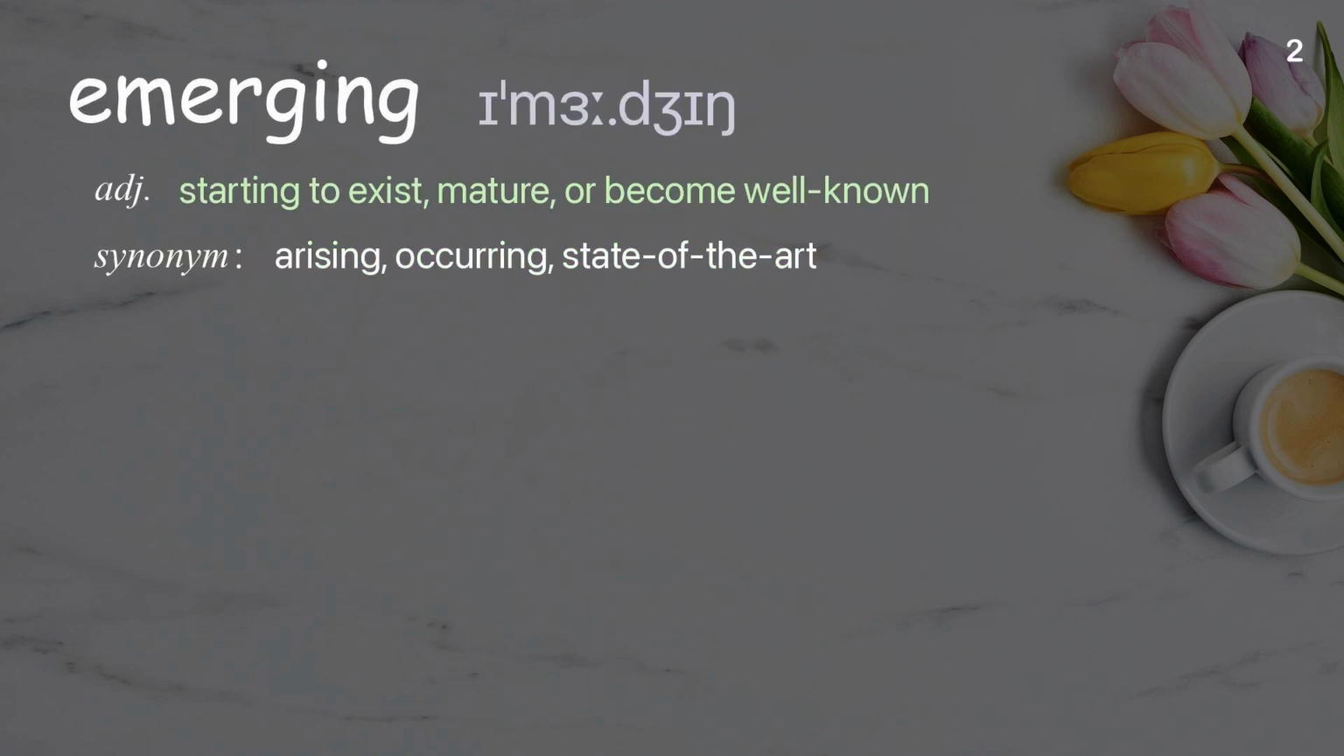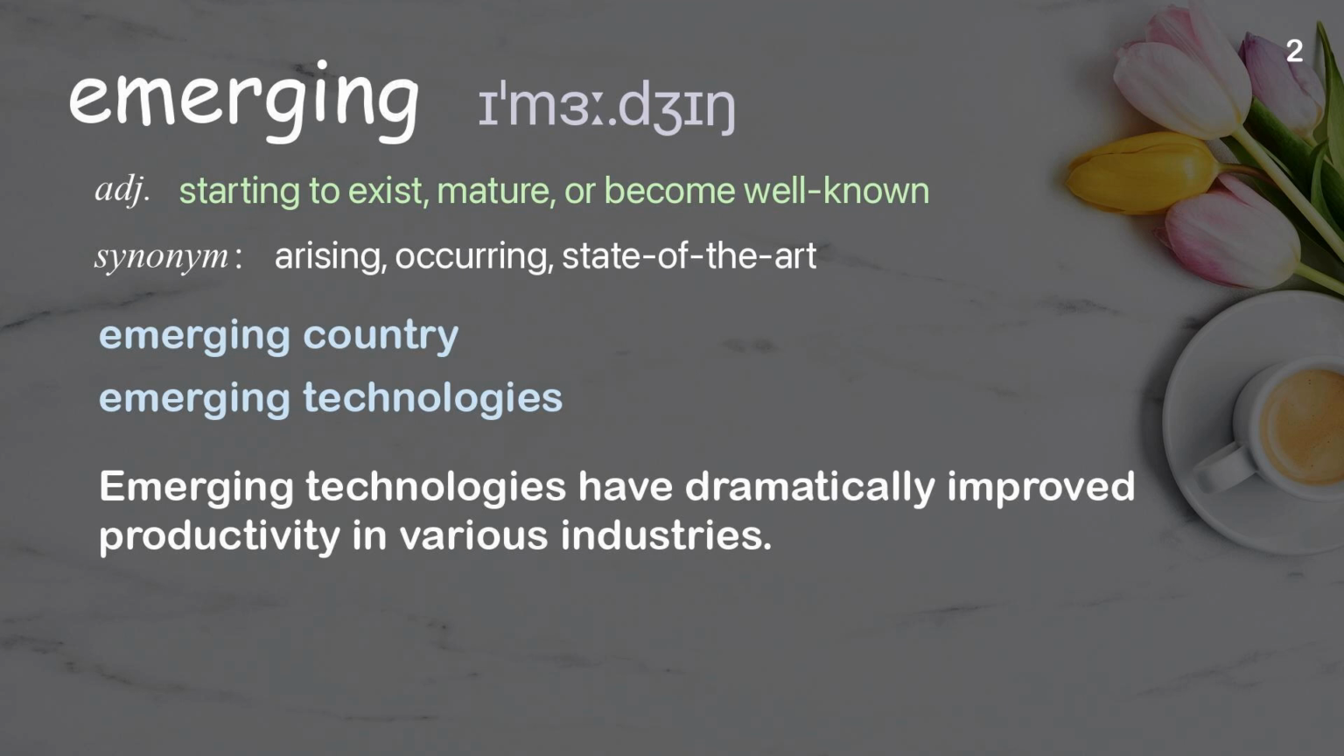Emerging. Starting to exist, mature, or become well known. Examples: Emerging country, emerging technologies. Emerging technologies have dramatically improved productivity in various industries.